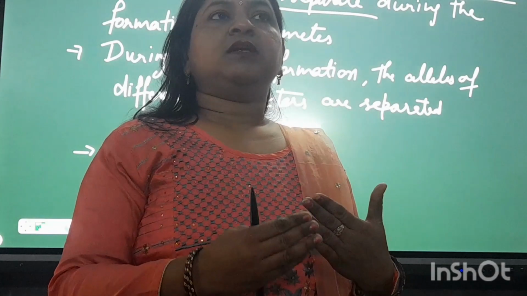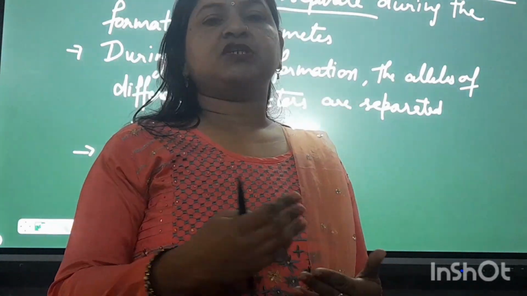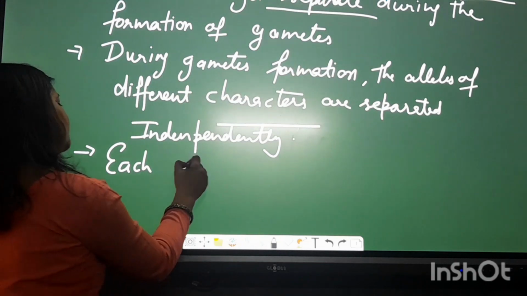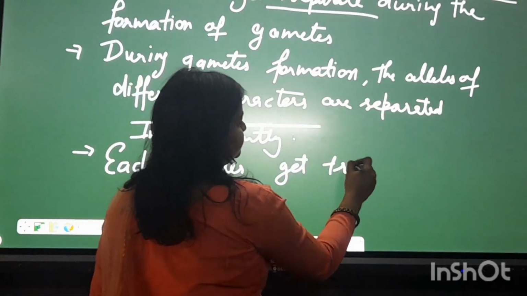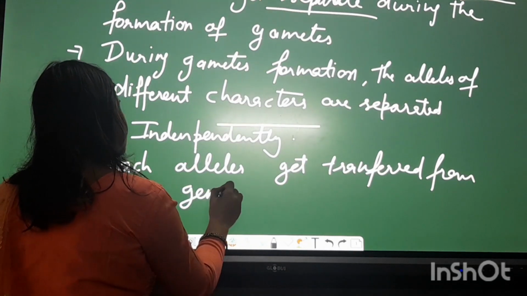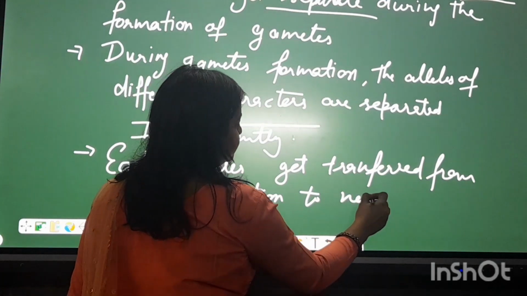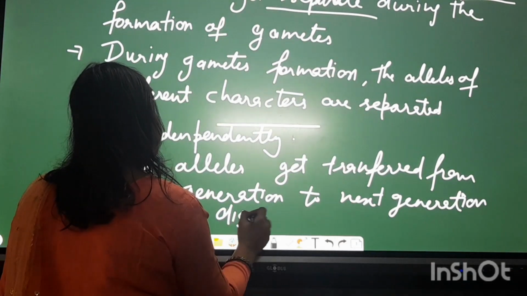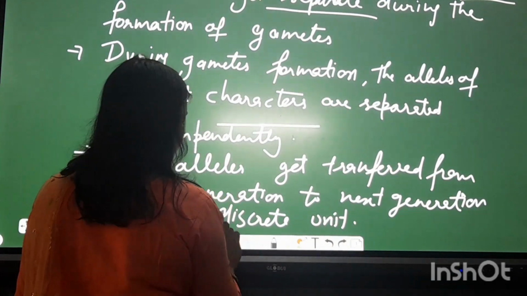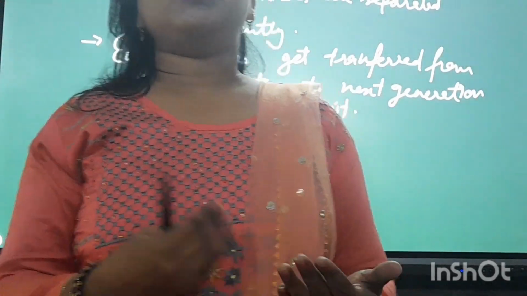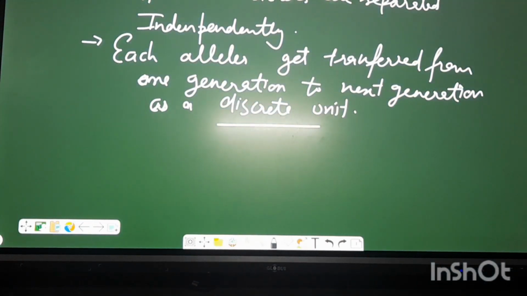Each allele gets transferred from one person to another, from one generation to the next generation, as an unchanging unit, as a discrete unit. Means the alleles never change when they are transferred from one generation to the next generation. So each organism inherits one allele for each trait from each parent.